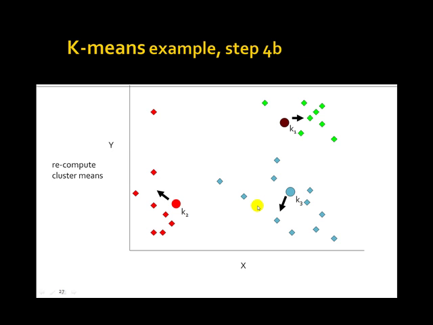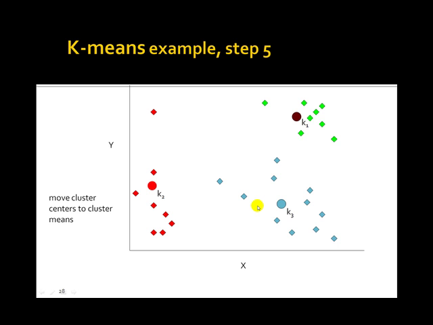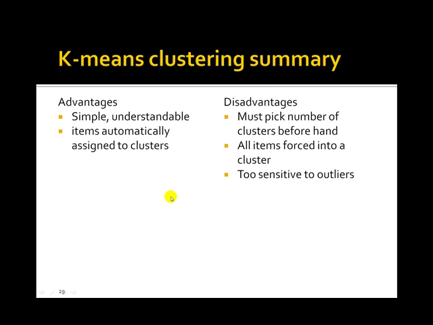So recompute the cluster means and move cluster centers to the cluster means. Okay? And now what do we do? Now we check to see if there are any new points that have switched clusters, and just keep doing this until finally, hopefully, no points are switching anymore, and then we stop. And then we have clustered the data into groups that are similar.